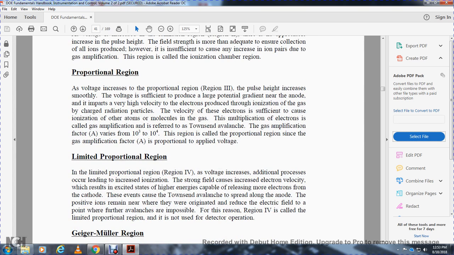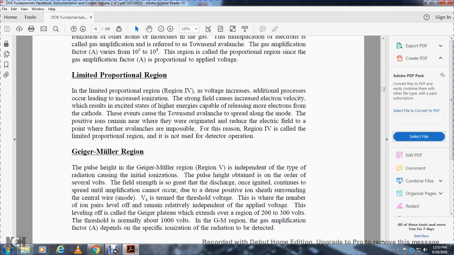Limited proportional region. In the limited proportional region, region 4, as the voltage increases further, the curve leads off with the increase of the ionization. The strong field increases the electron velocity, which results in excited states of higher energy, capable of releasing more electrons from the cathode. The events of the Townsend avalanche are spread along the anode, with the positive ions remaining near where they originated, reducing the electrical field at that point, so the avalanches are impalpable for the region. Region 4 is called the limited proportional region. It is not used for detector operation.